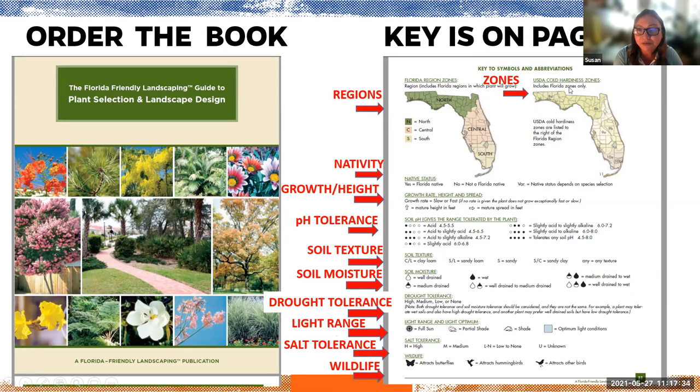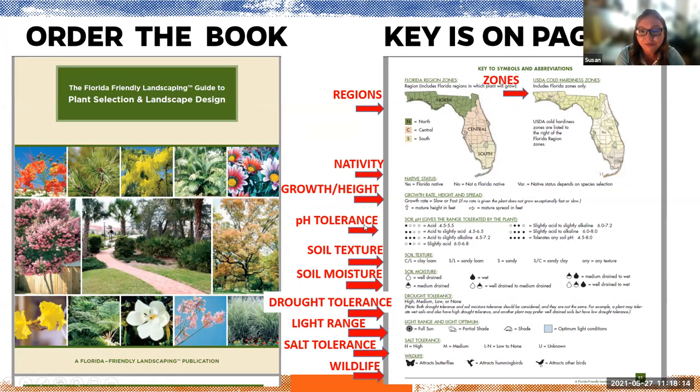Key for this book is on page 31, and it goes over the different zones of Florida on the map here. It will go over the regions that it talks about in the book. We're kind of on the cusp, really, of Central and South Florida, so keep that in mind. It talks about the nativity of the plant. Yes, if it's a native. No, if it's not. The growth height, rate, and spread of the plant. Very important to know the mature growth, or size, of that plant.